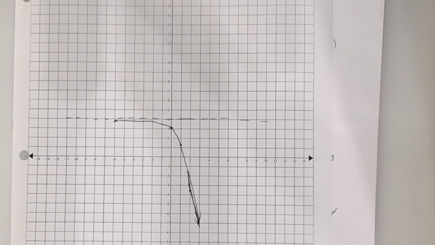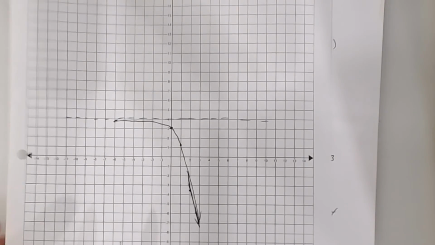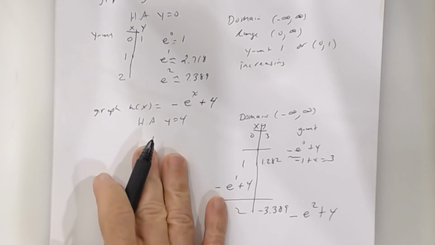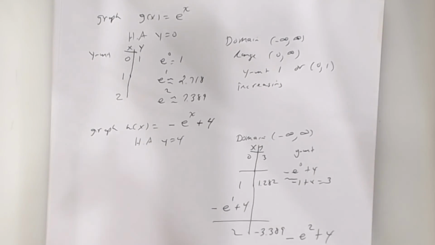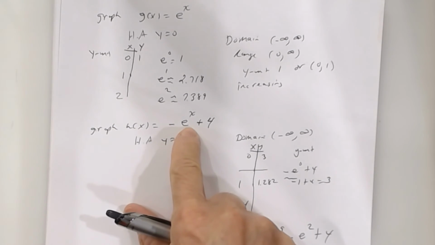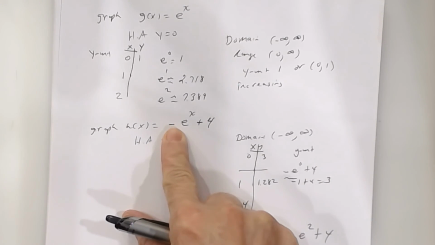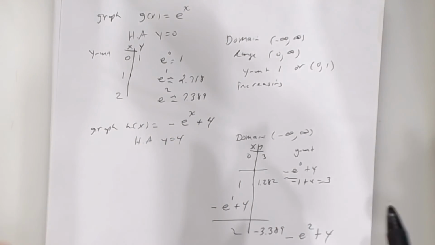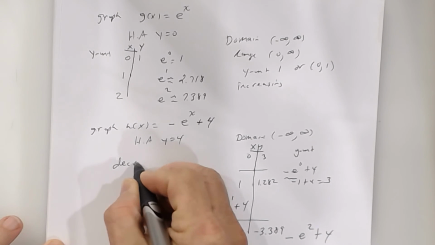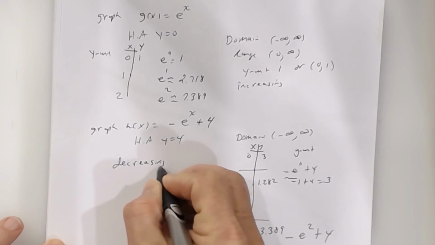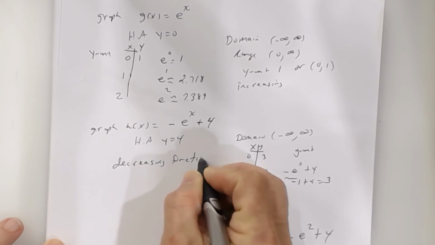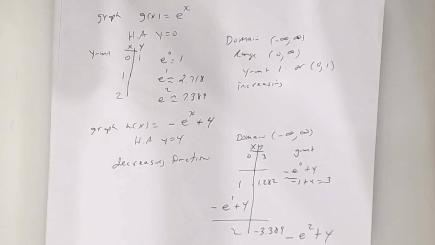Now, is this an increasing or decreasing function? Decreasing. Now, guys, you knew it was decreasing because listen to what I'm about to say. You knew it was decreasing because e is a number bigger than 1, right? So that's increasing. But the reflection makes it do what? Decrease. All right, decreasing function.